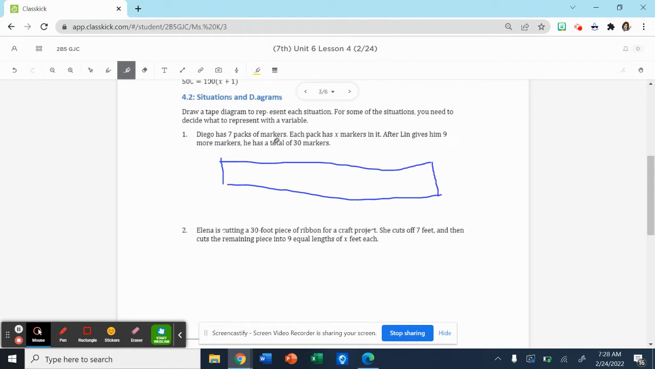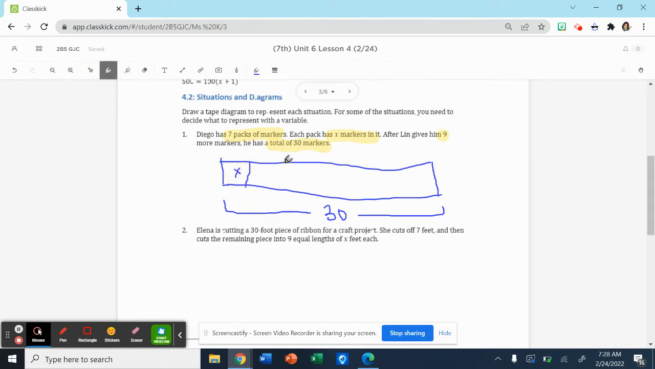I know that in this situation, I have a total of 30 markers, which means that my box in total is going to be 30 long. If you're struggling to draw, remember you can always use the straight line tool here and the text tool here. Now, I know that Diego has 7 packs of markers with x markers in each, which means I'm going to need 7 boxes to represent those 7 packs with x markers. He also has one group of 9 markers, and so I'll need an 8th box to represent those 9 markers.